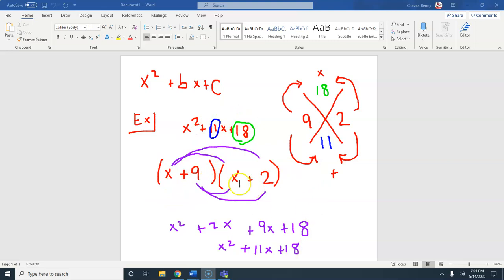So this is indeed the factors. Remember, factors are two expressions, values, numbers, whatever, that multiply to a product.